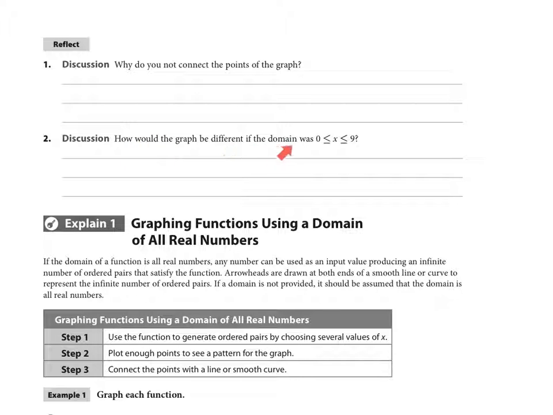How would the graph be different if the domain were 0 less than or equal to x less than or equal to 9? Well, then we're including every value that is in there. So now if we were going to write the range of this function, our range would now be every value between 2 and 5. Because when we first did the function, we had 0, 3, 6, 9. Our y values went from 5 to 2, but now it would be inclusive of every value in between, not just each individual point.